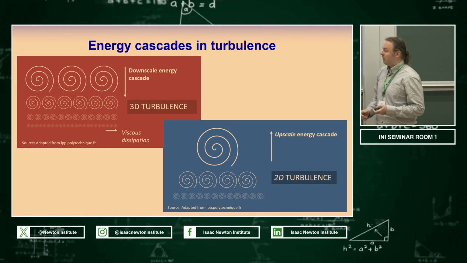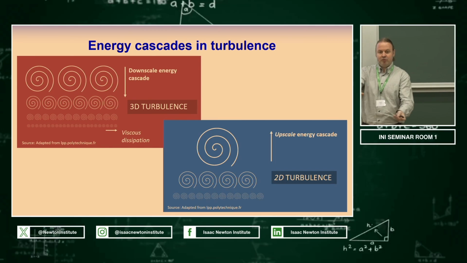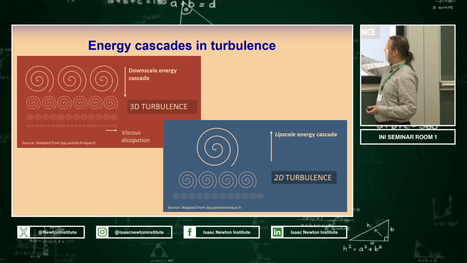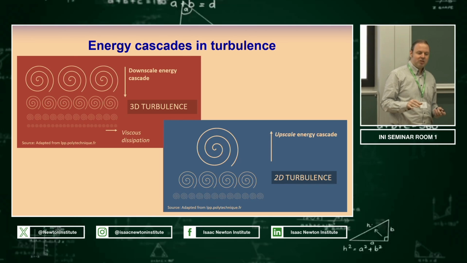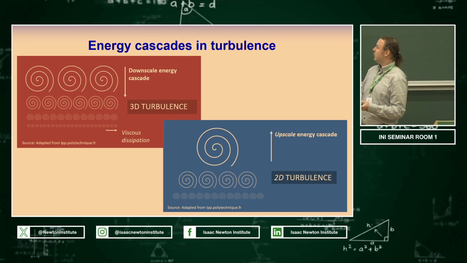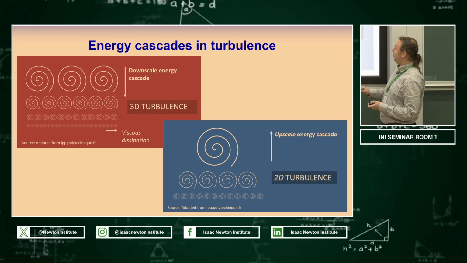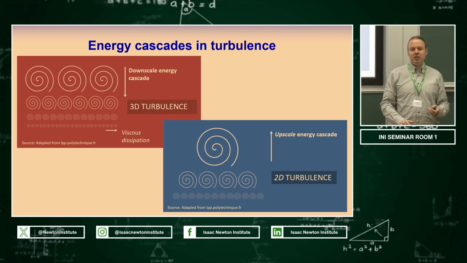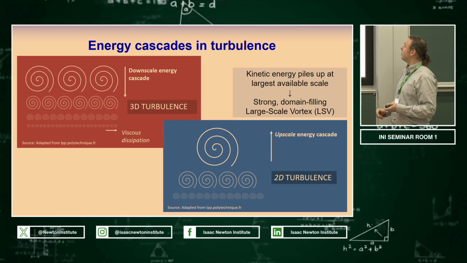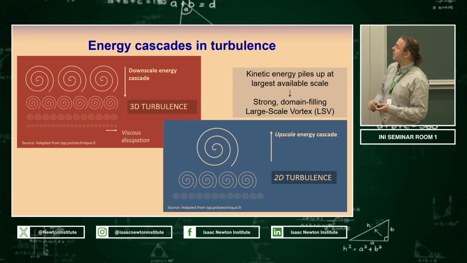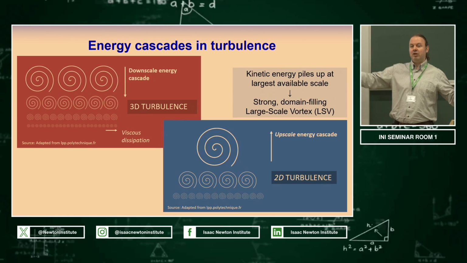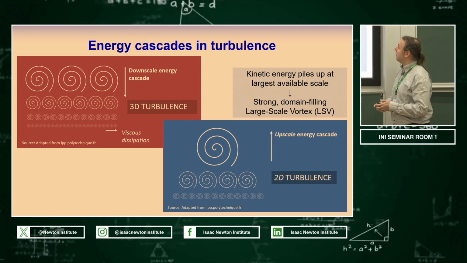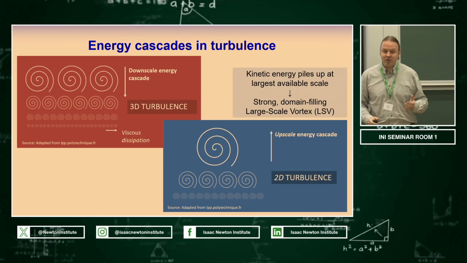And if we now reduce the system to a perfect 2D state, then you will see the opposite, where turbulence is forced at some scale, and then energy can be transferred upwards. If you don't take any measures here, these larger scales can actually keep on growing, and this typically results in the kinetic energy piling up at the largest available scale. And typically this results in a strong domain-filling large-scale vortex.